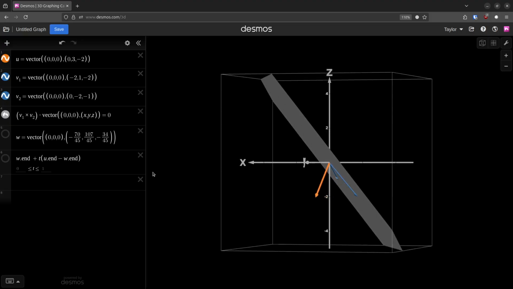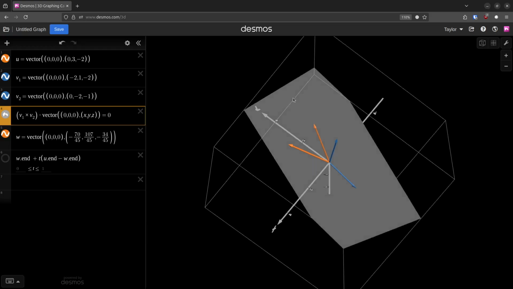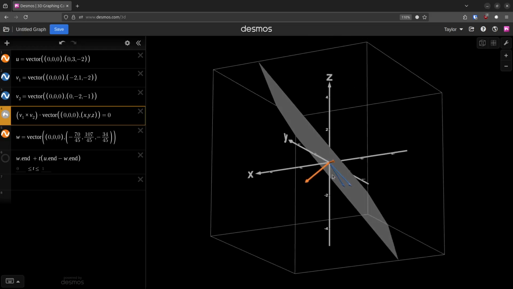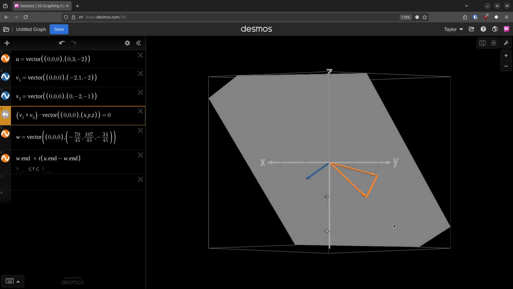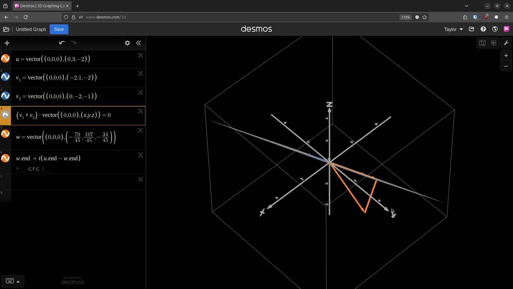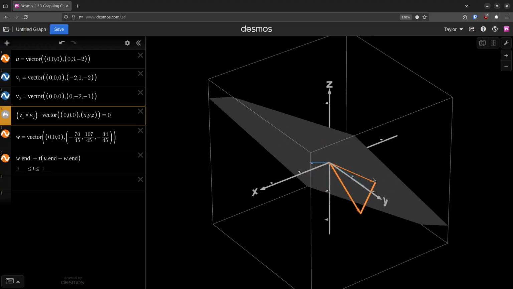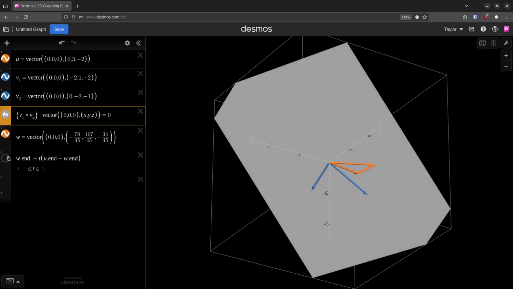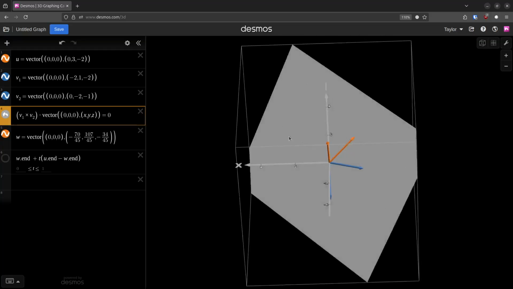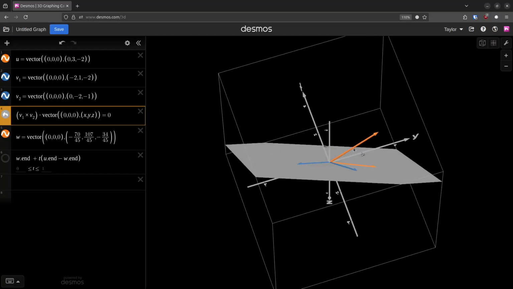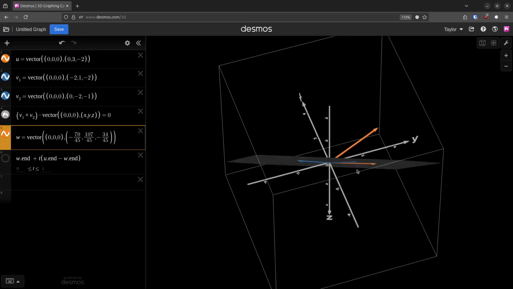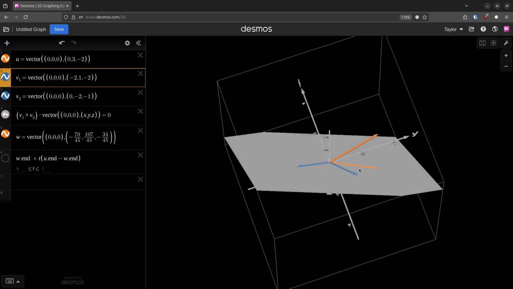And so after doing all that work, the vector I found is this vector. Notice it is in the plane, and that is the orthogonal projection of vector x onto the subspace W. And you can see if I drop the perpendicular, it is perpendicular to the plane. Okay, so that's what we found: the piece of my vector x that was in subspace W.